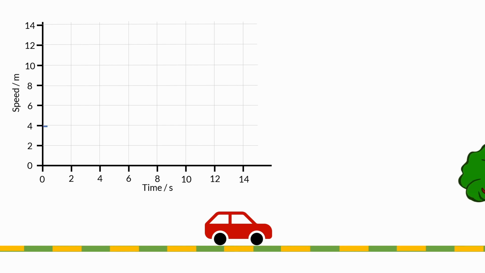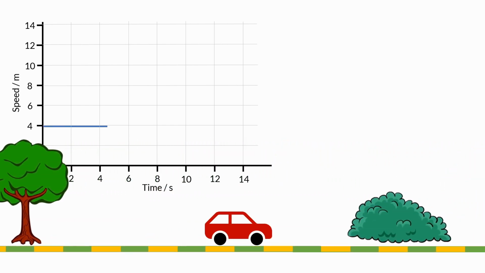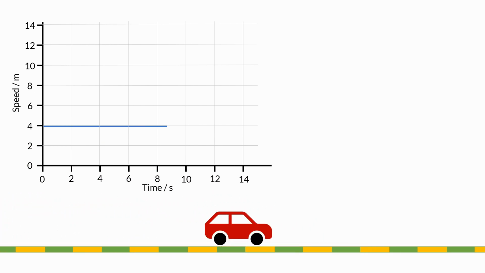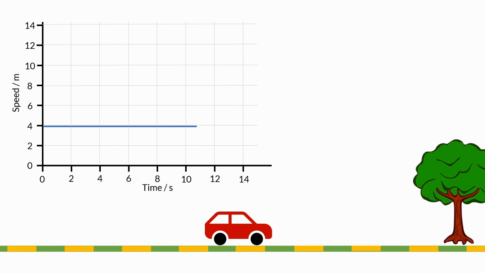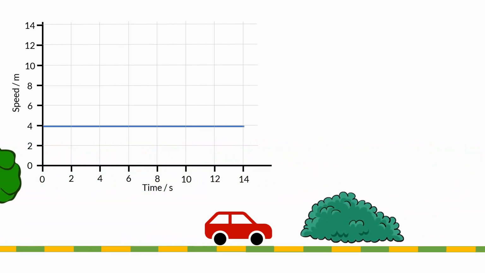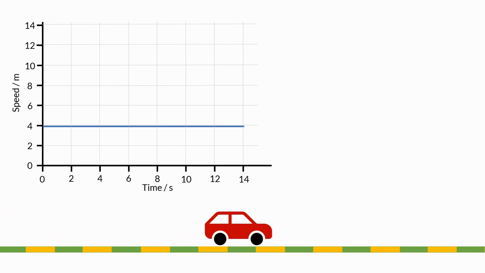So let's consider this car. This car is moving at a steady speed. It's not speeding up, it's not slowing down, and the graph represents that as a horizontal line. We can see that the speed is, in this case, 4 meters per second. It's not getting faster, it's not getting slower, it's just moving at 4 meters per second. So it's a horizontal line.